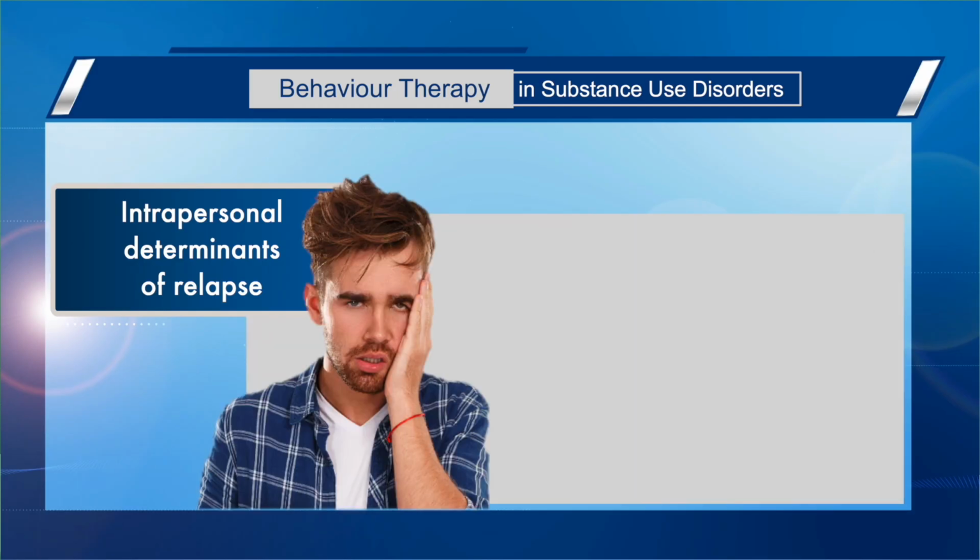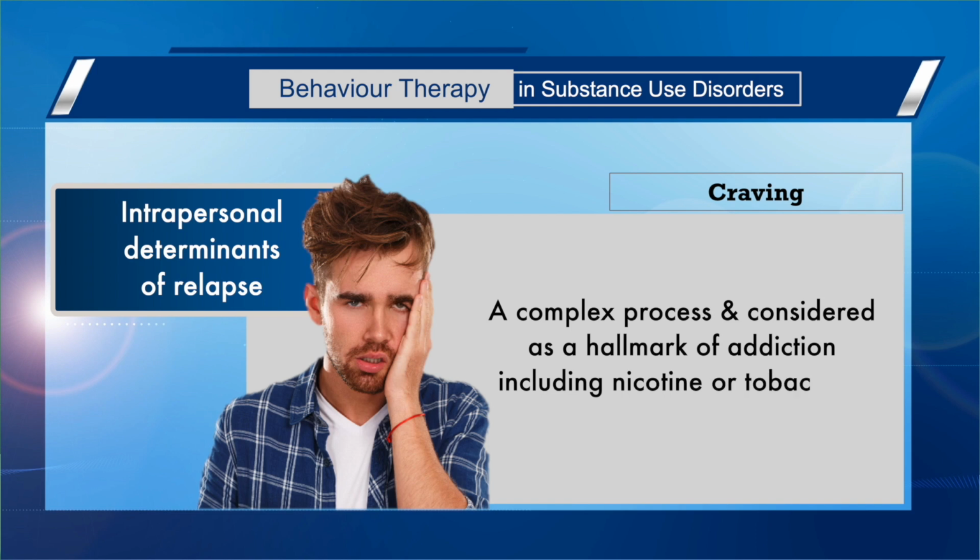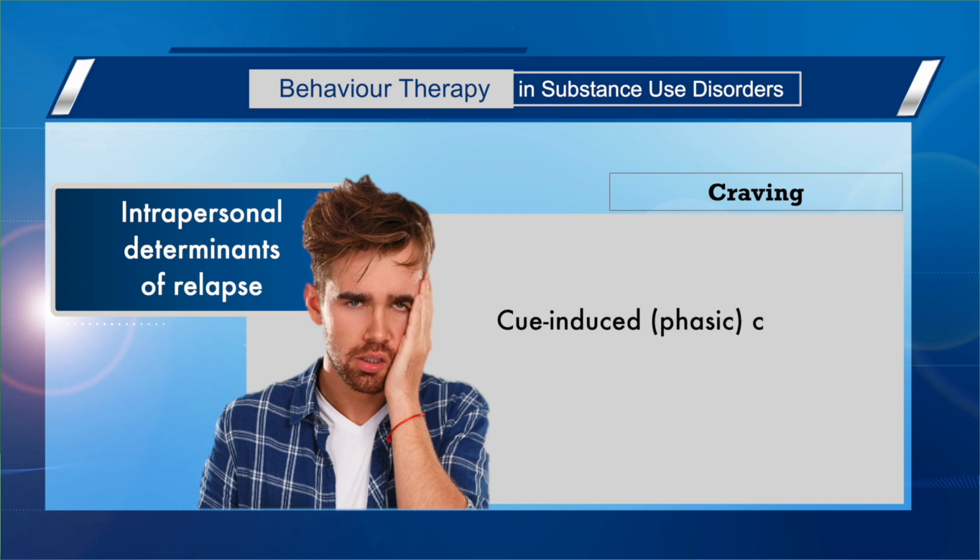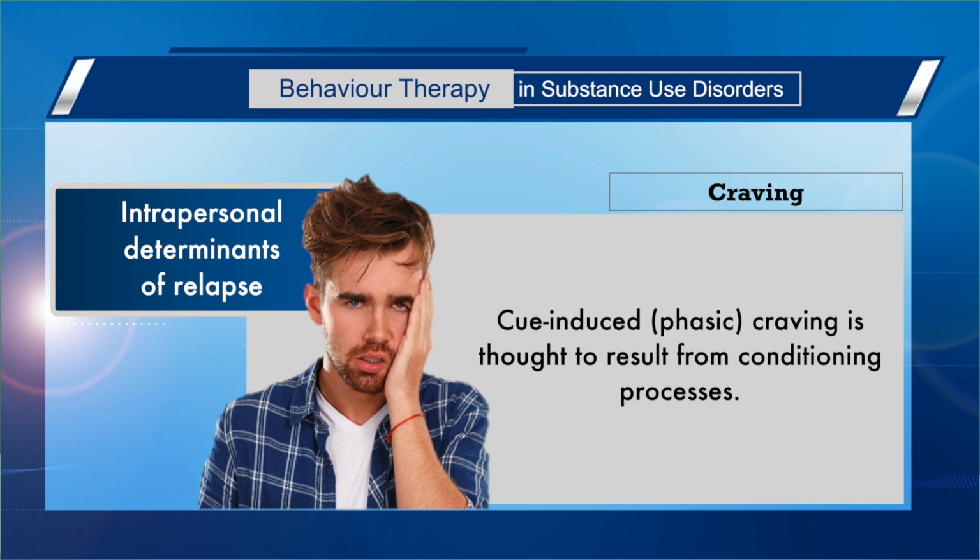Craving. Craving is a motivational state for drug-seeking behavior. It is a complex process and is considered a hallmark of addiction, including nicotine or tobacco and other drugs. It is a dynamic neurocognitive, emotional and motivational response to a wide range of cues from the internal and external environment, and from drug-related, stressful or affective events. Cue-induced craving is called phasic craving.